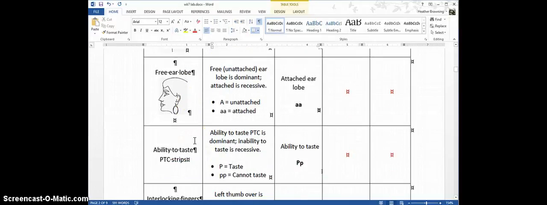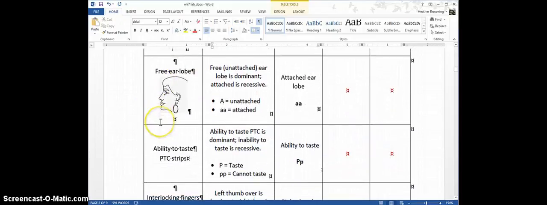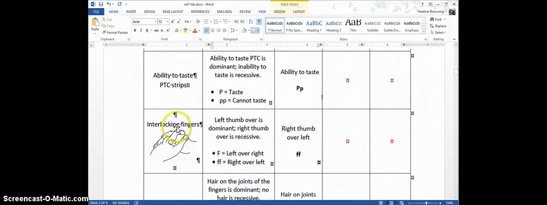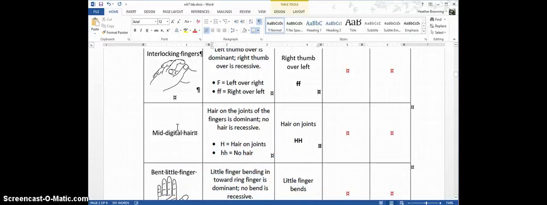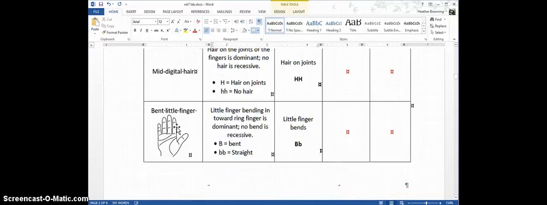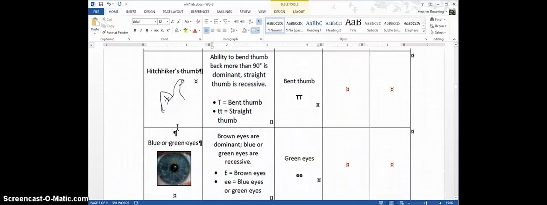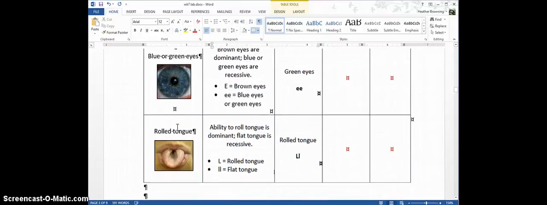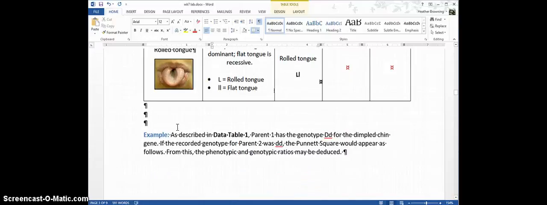So you're going to look at temple, chin, free earlobe, ability to taste the PTC strip, interlocking fingers, what's on top, digital hair, the fun things we look at, the bent little finger, the widow's peak, hitchhiker's thumb, blue or green eyes, and rolled tongue.